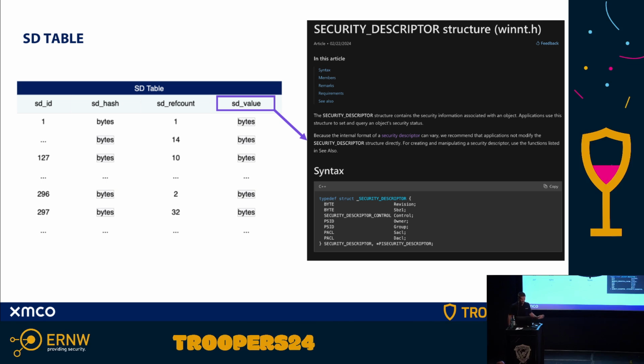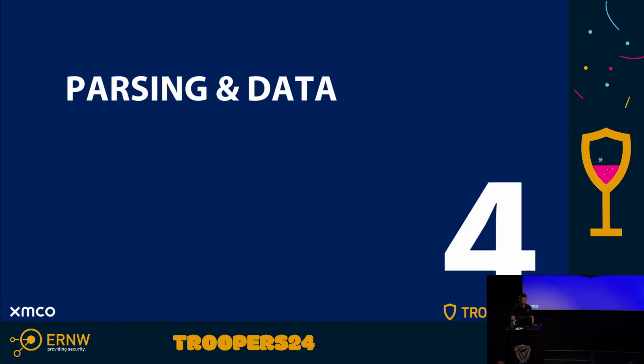And just a word on the SD table. The SD table contains the security descriptors. It's very small compared to the data table, with only 4 columns. So we will talk about it at the end of the presentation. Now, how can you parse and get the data of your NTDS?